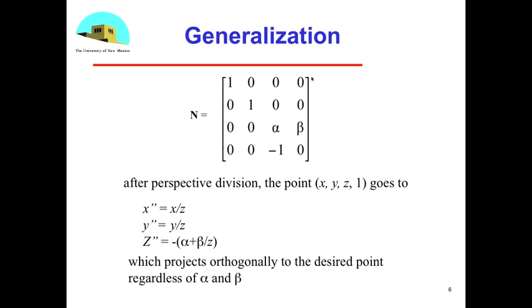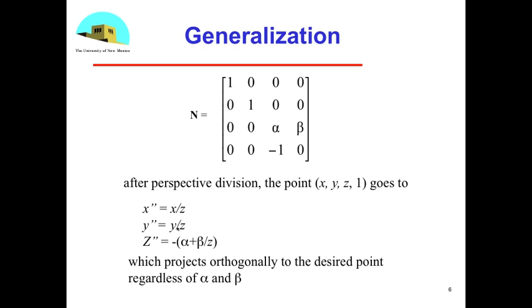First I get x prime equals x, y prime equals y, z prime equals alpha z plus beta, and w prime equals minus z. Now, if I do what I have to do eventually, which is divide by w in order to get back into three-dimensional space, I get an x double prime, y double prime, z double prime, and I just divide by this minus z, and here I get my standard equations for projection.